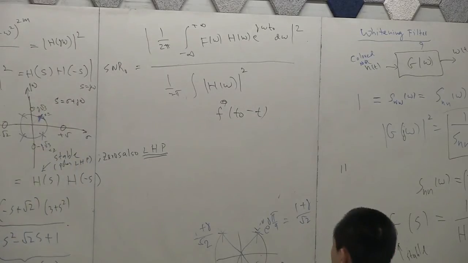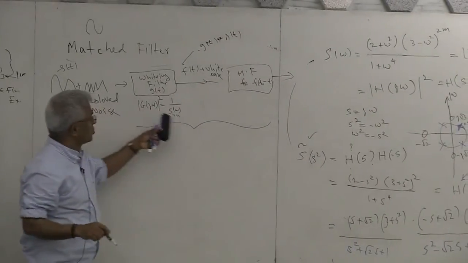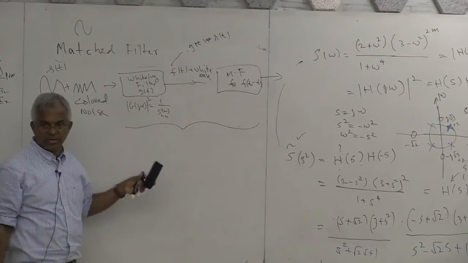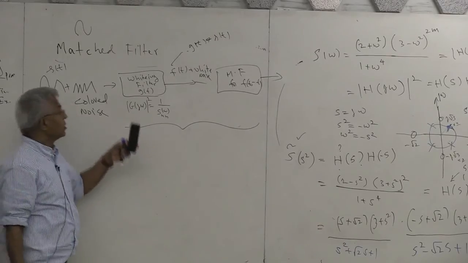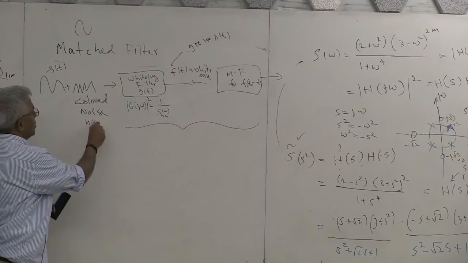And what is f of t? f of t is going to be g of t convolved with s of t. How will you find g of t? You have to go through the spectral factorization. We just did it, right, for an example. What is S_n of omega? Of course, it depends on this colored noise, n of t.